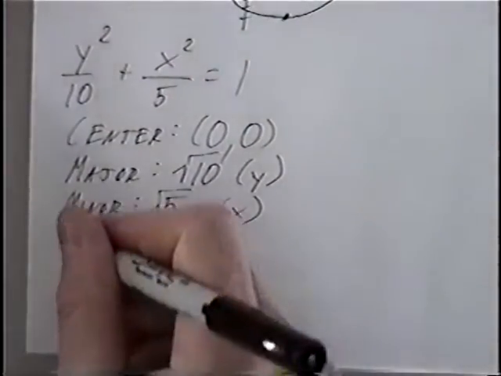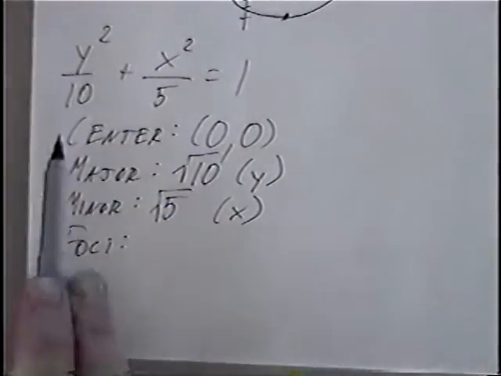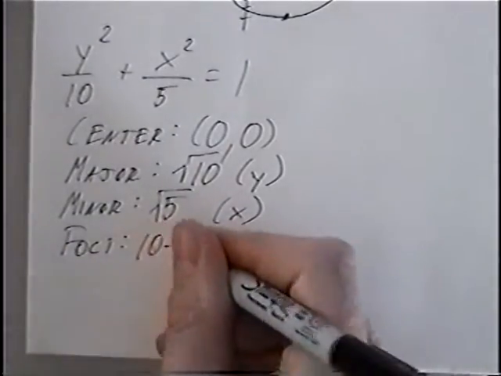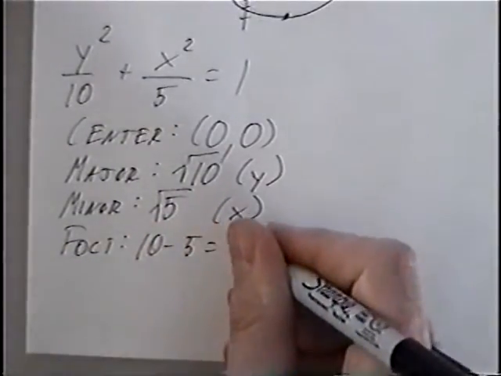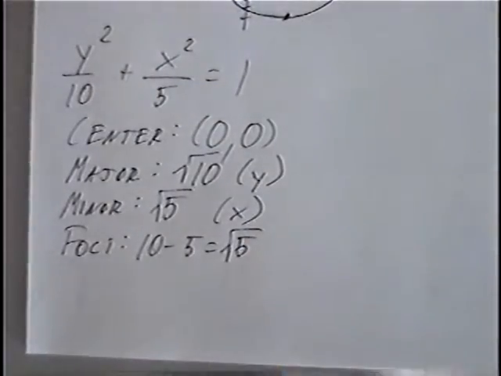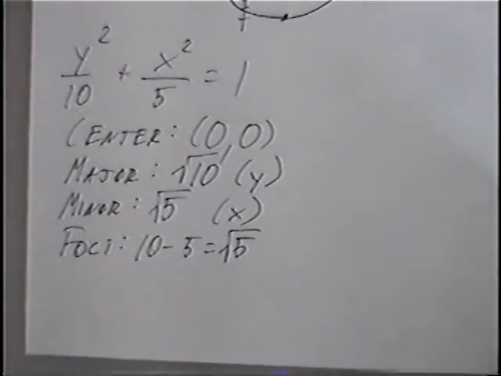Last part for the foci. We'll subtract again a squared and b squared, the two numbers underneath the fractions, which would be 5. And to solve for c again, we'll take the square root. So the foci distance would be the square root of 5, which would be just over 2.